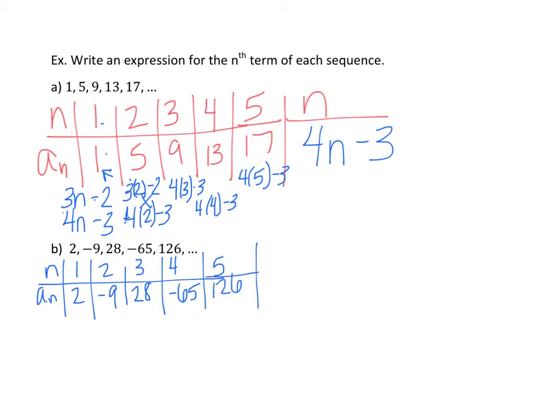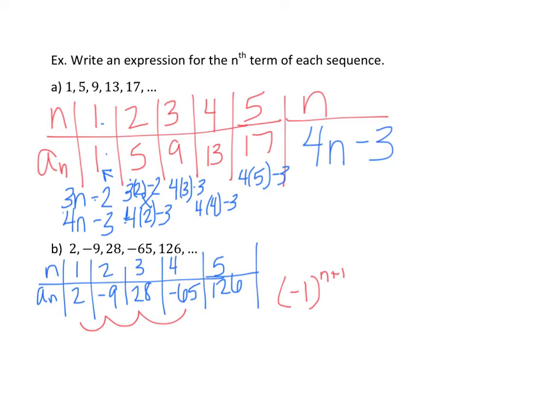Okay, so let's try. We know this is flipping signs every time, so I'm going to have something to the effect of negative 1 to the. If I want my first term to be positive, I'm going to have to make this n plus 1, because that means my negative 1 would be squared for my first term to make it positive. And then negative 1 would be cubed for my second term, which would keep it negative. So this is definitely a multiplier. Now I just have to figure out the pattern with the 2, 9, 28, 65, 126.